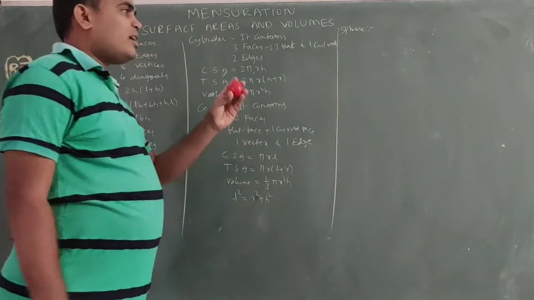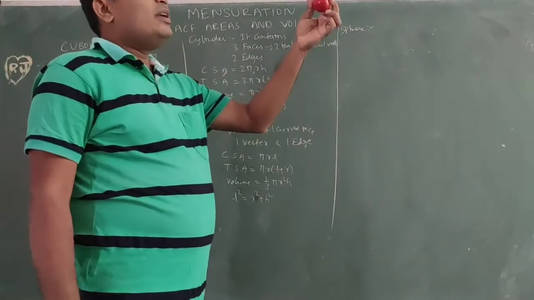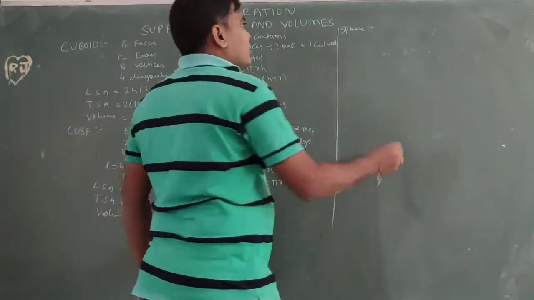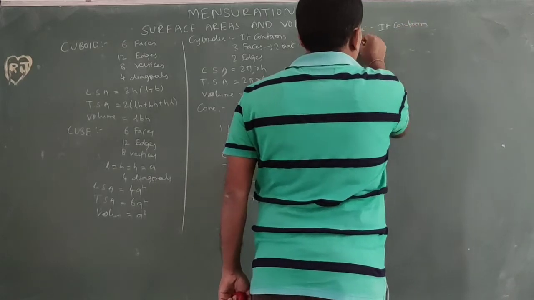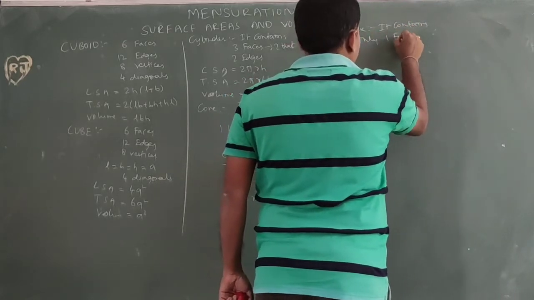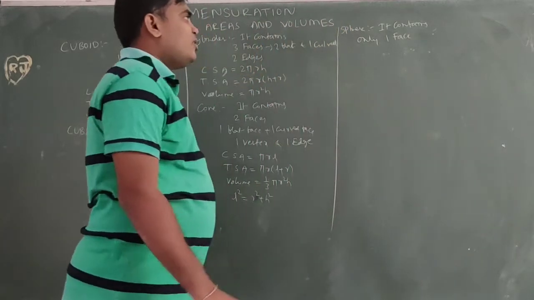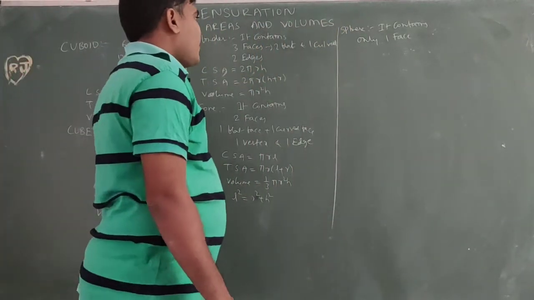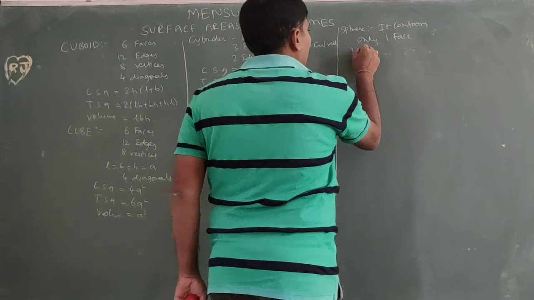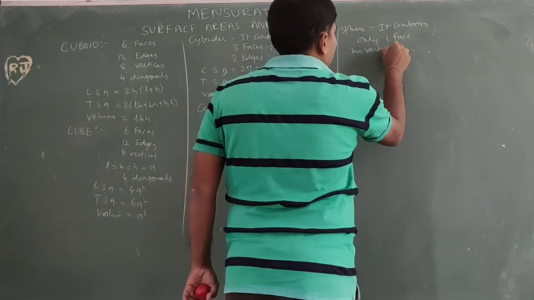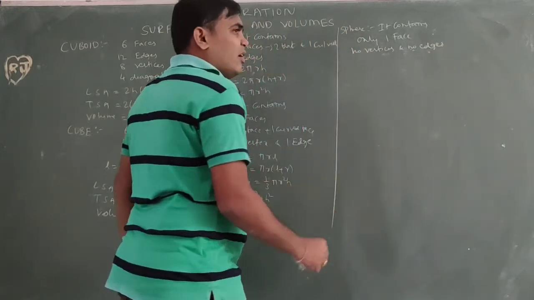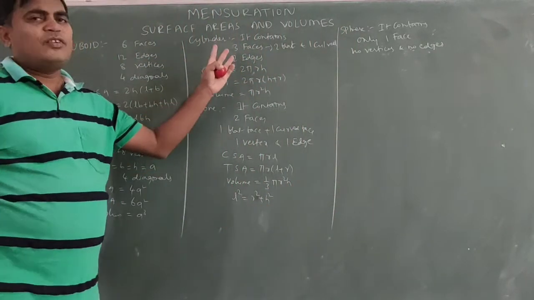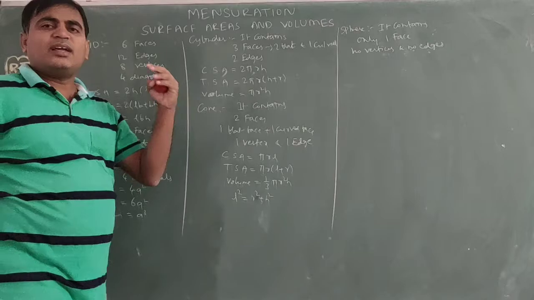So if we are considering the sphere, it contains only 1 face, and no vertices and no edges. So simply flat faces to curved faces like that we are taking.